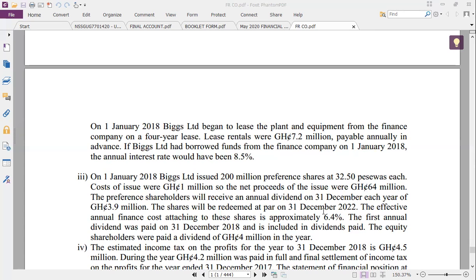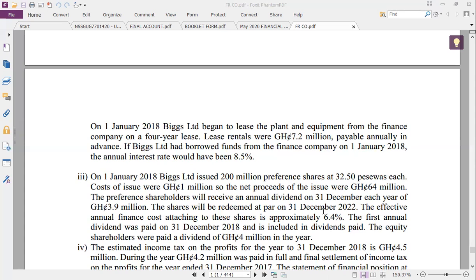So this is a financial liability. If the preference shares are redeemable, then it must be classified as what? Liability, and it's a financial liability. Good. The effective annual finance cost attached to these shares is approximately 6.4 million Ghana cedis.